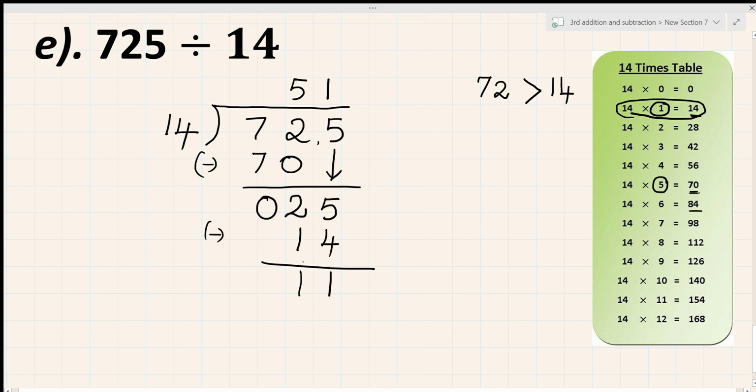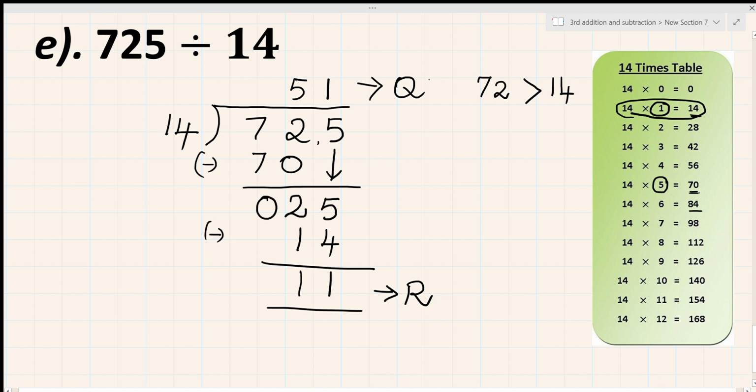Listen children, here the number we have is 11. It is a 2-digit number. The divisor is also a 2-digit number. Why can't we divide this? Because the number 11 is smaller than the divisor. That is, 11 is smaller than 14. So we cannot divide this. So 11 is the remainder and 51 is the quotient.